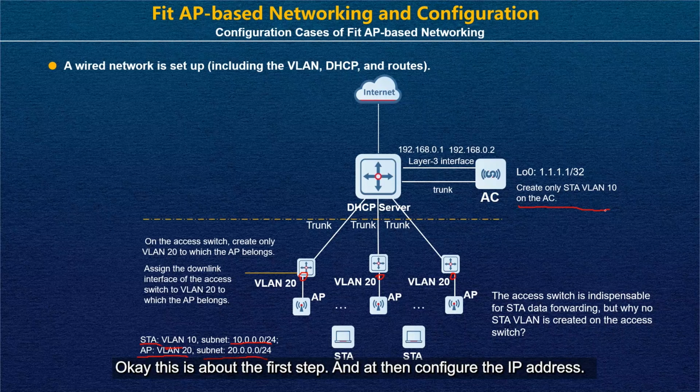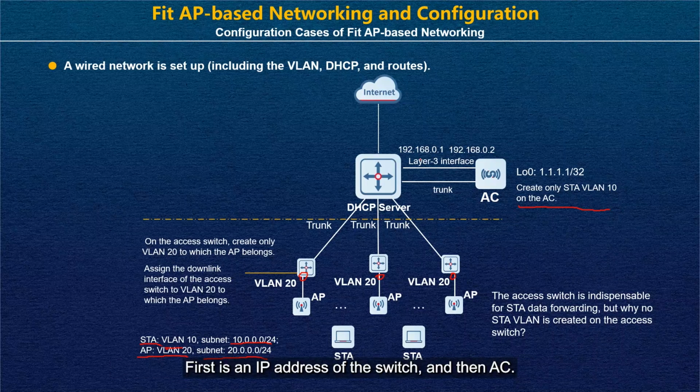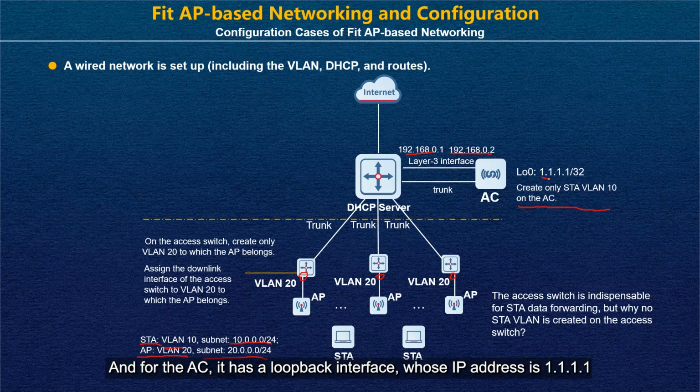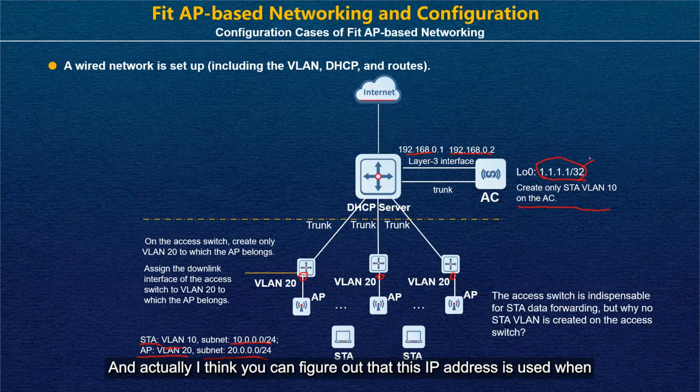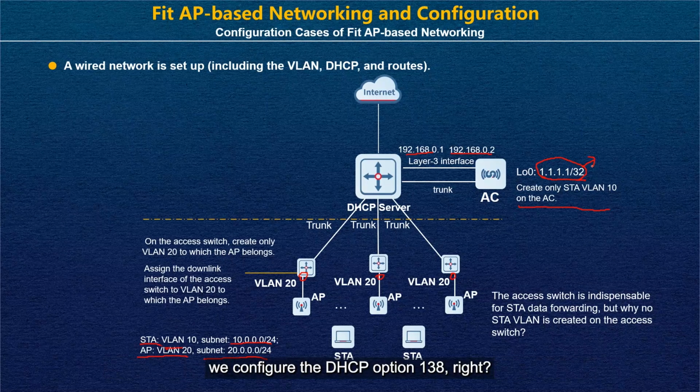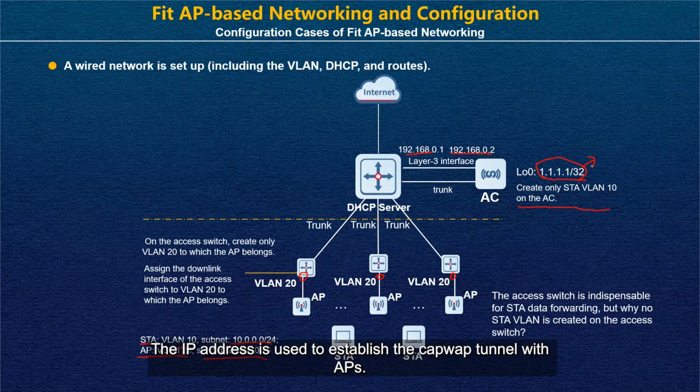And then configure the IP addresses. First is the IP address of the switch and the AC: 192.168.0.1 and 192.168.0.2. And the AC has a loopback interface, whose IP is 1.1.1.1. I think you can figure out that this IP address is used when we configure DHCP option 138, right? It is the IP address used to establish the CAPWAP tunnel with APs.